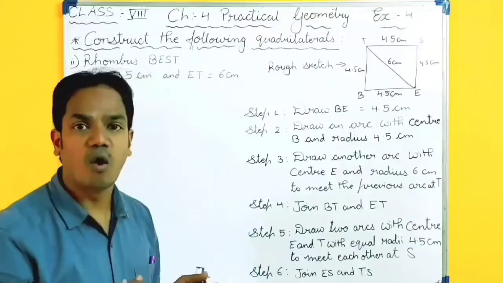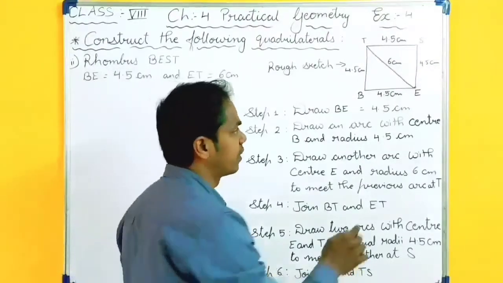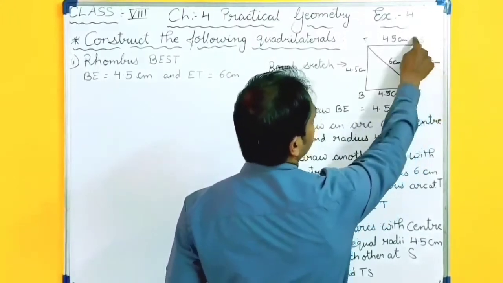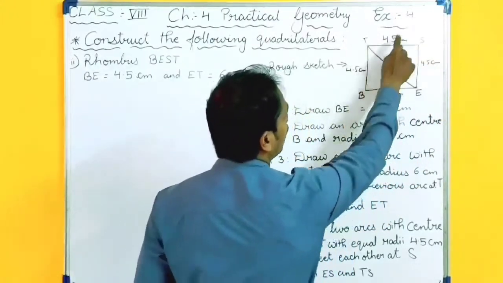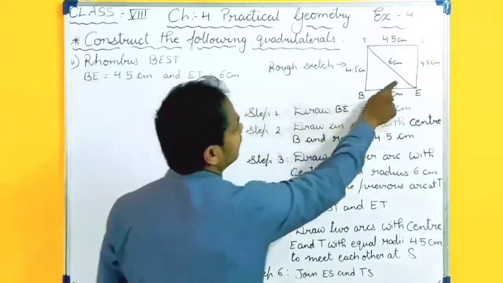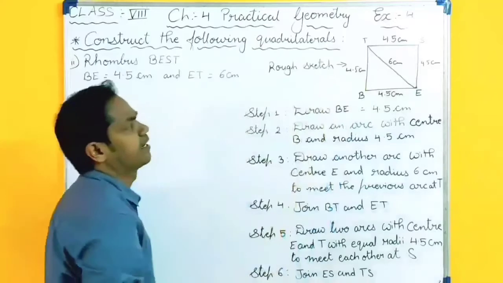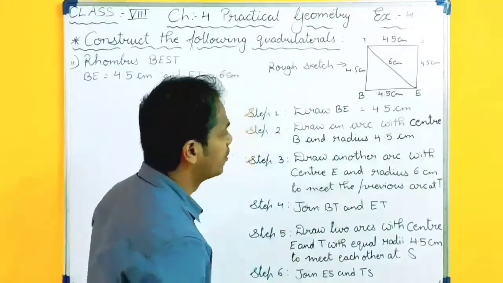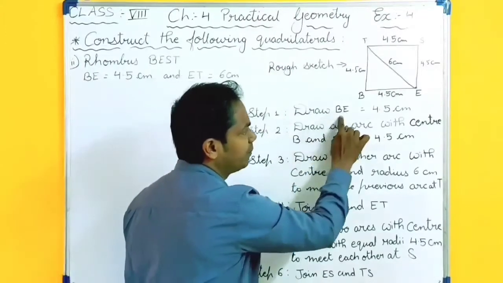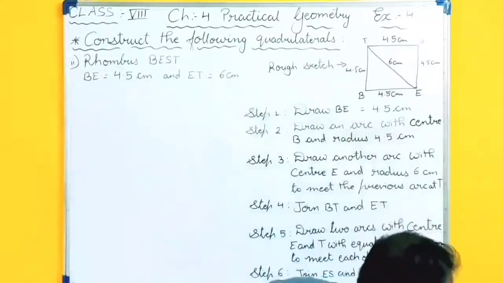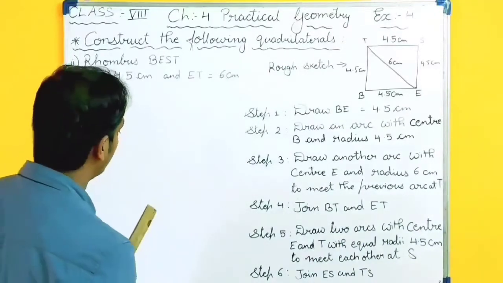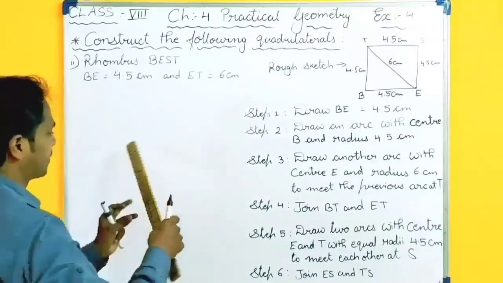What is property of rhombus? All the sides of a rhombus are equal. So you can see in the rough diagram, BE, ES, ST and TB, all sides are 4.5 centimeter, and ET, the diagonal of rhombus, is 6 centimeter. This is my rough diagram. So what you will do, starting with the first step, first you will draw baseline. BE is equal to 4.5 centimeter. So I am drawing here one baseline. BE is equal to 4.5 centimeter.